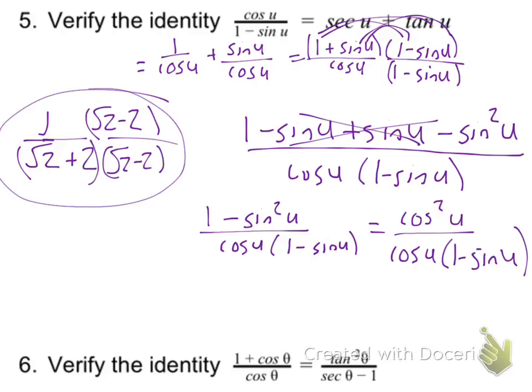What identity is that? Pythagorean identity again. Guys, u, x, theta, it doesn't matter. It's an angle. Sine squared plus cosine squared equals 1. If I subtract sine squared from both sides, it leaves me with cosine squared. And what happens to the cosines, guys? I cancel one. So the square gets canceled with this cosine, leaving me with cosine u over 1 minus sine u. Check.